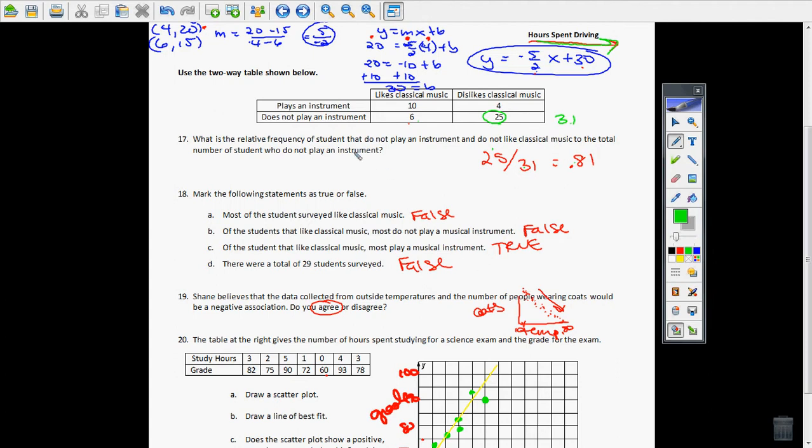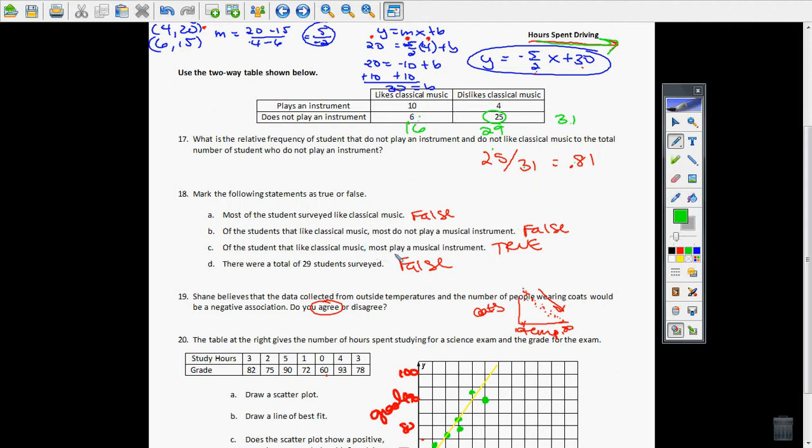Then for 18, you're using this same two-way frequency table to answer true or false for each of these things. So for 18A, it says most of the students surveyed like classical music. That's false because there's only 16 that like classical music, where there's 29 that dislike classical music. So you would say that most dislike classical music. So that's false. Of the students that like classical music, most do not play an instrument. That is false because 6 do not play an instrument.